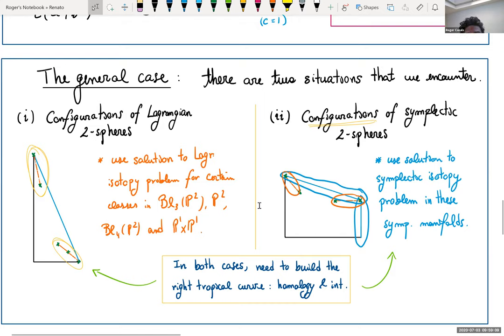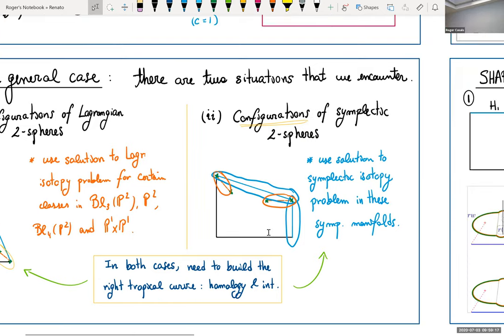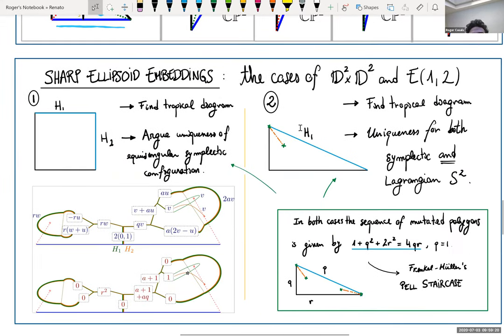I'll do the case of P1 times P1 in my last minute. Note that in both cases, you need to argue that there's the right tropical curve. So essentially, getting to the last slide. So how do you do D2 times D2, the Frenkel-Mueller case, and E12, which they also did? So in here, you need to understand the symplectic isotopy class of H1 and H2, this union with this node in here. There's always two steps. Find the right tropical diagram and argue that that tropical diagram is embedded. It gives you an embedded symplectic curve for each component with the right singularities.